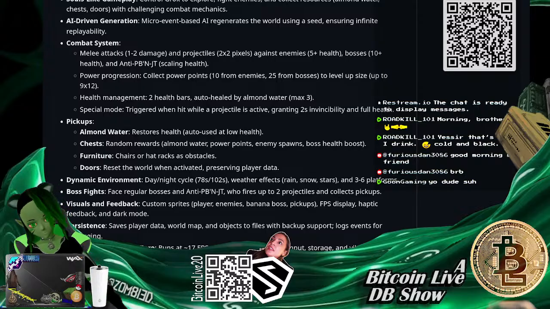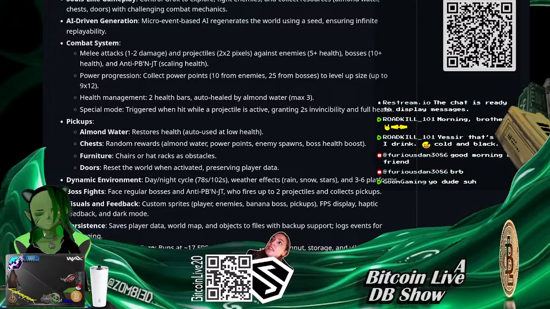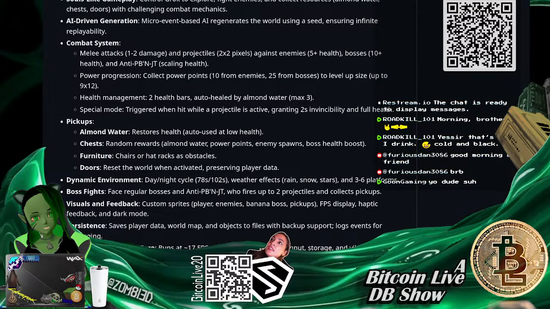Wow. Power progression. You can collect power points throughout the whole game: 10 from enemies, 20 from bosses, to level up. It physically gets you bigger, physically makes you stronger, physically gives you more health. You have up to two health bars, auto healed by almond water. By just having them in your hand, you can automatically use them. Finally, right? Special mode is triggered when you're hit while a projectile is active, granting two-second invincibility and full health.